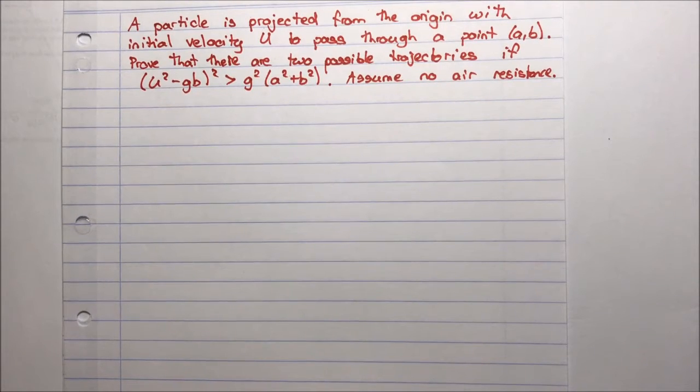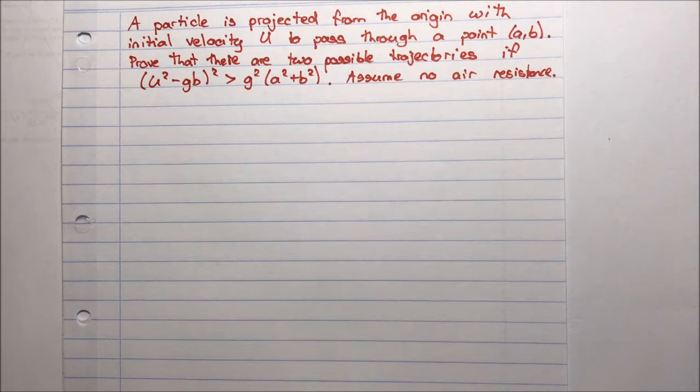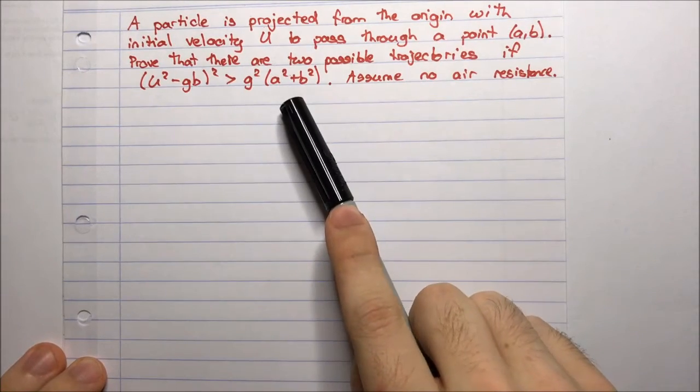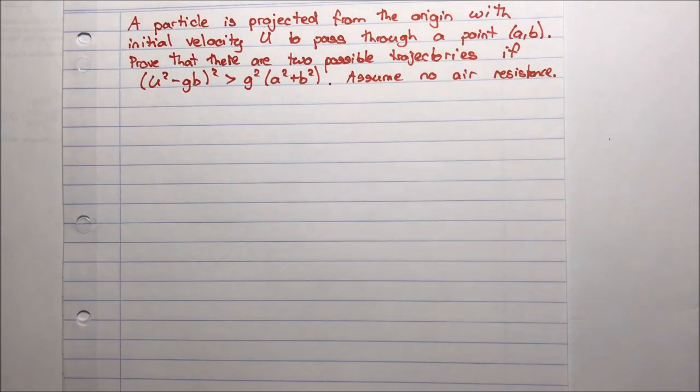A particle is projected from the origin with initial velocity u to pass through a point AB. Prove that there are two possible trajectories if this condition holds, and assume that there is no air resistance.